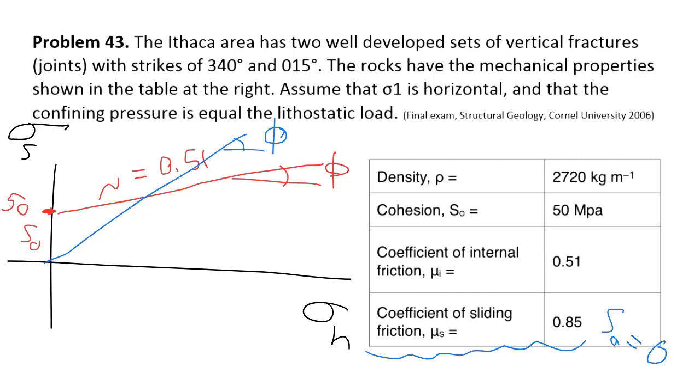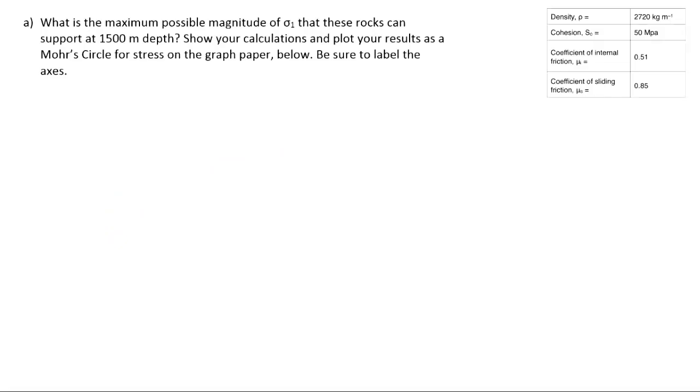So let's go ahead and see what the question is asking. Part A is asking for the maximum possible magnitude of sigma 1 that the rock can support at 1500 meter depth. Since it's just talking about the rock and doesn't say anything about fractures, in that case you are going to use the internal friction angle. So again, let me draw my graph, and from there we'll see how we're going to process this.